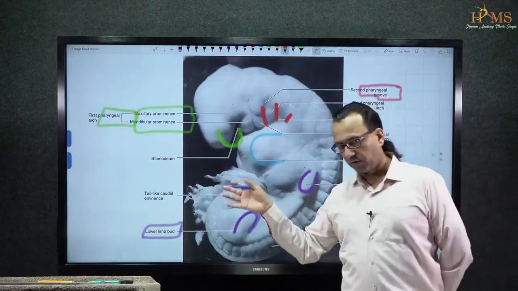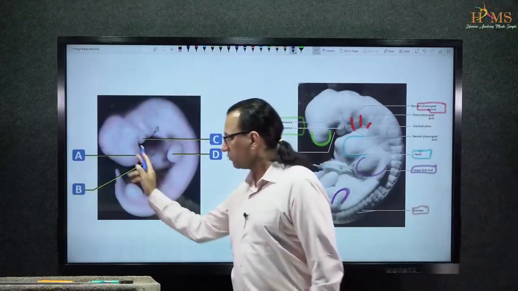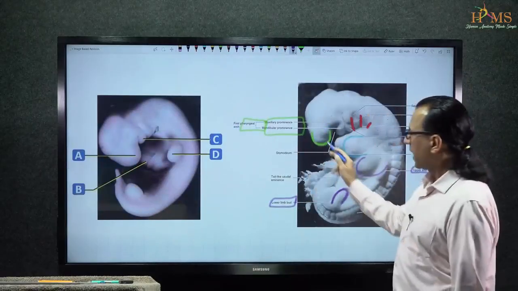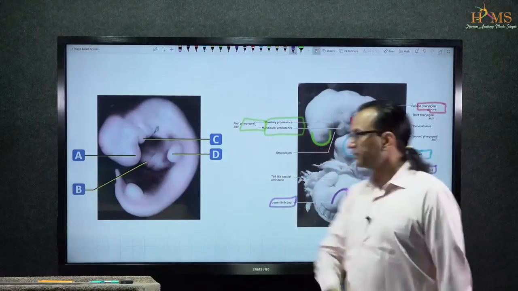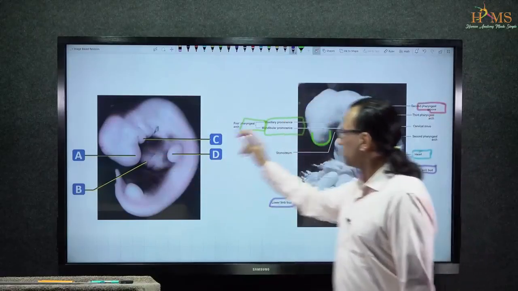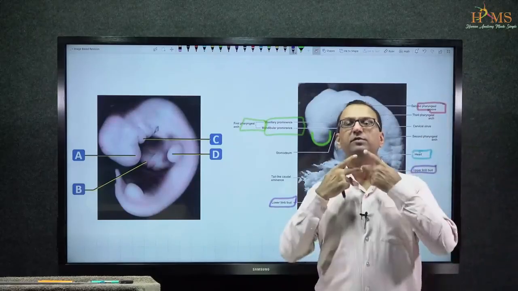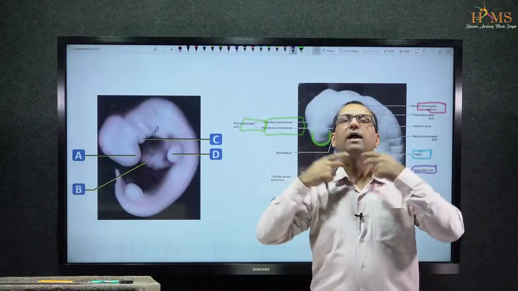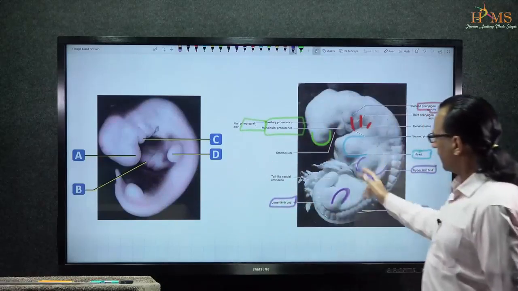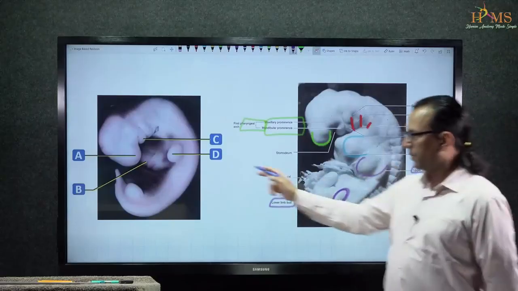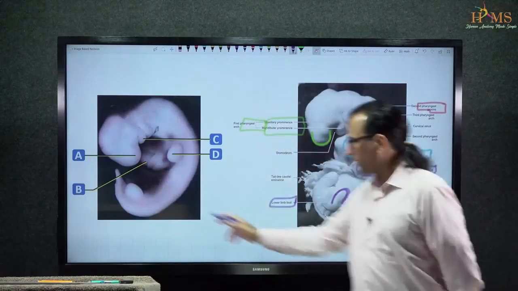So let us come back to our diagram now. As we can make out, the marker A is the frontal eminence, which is basically helping us to develop the forehead area. Marker C is the first pharyngeal arch and the second pharyngeal arch area, which is basically developing the mandible and the hyoid bone. Marker D is the upper limb area where the upper limb bud will be appearing, and our answer should be marker B because it is the heart primordium.